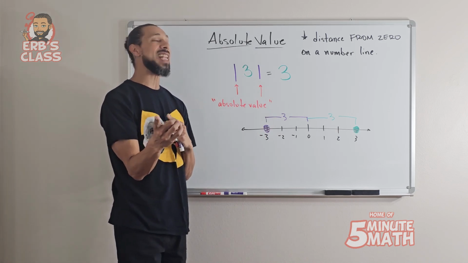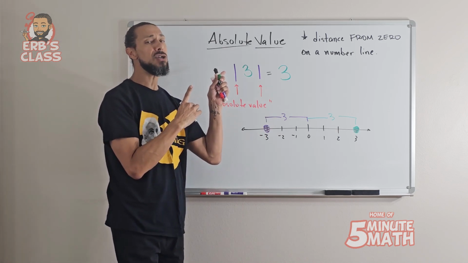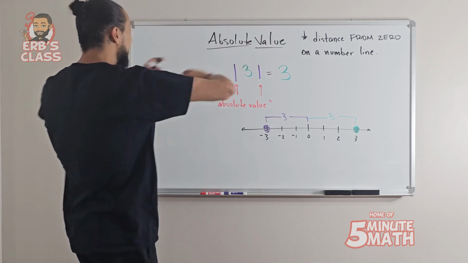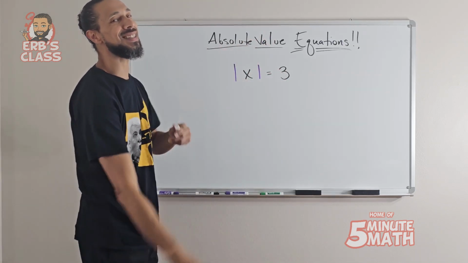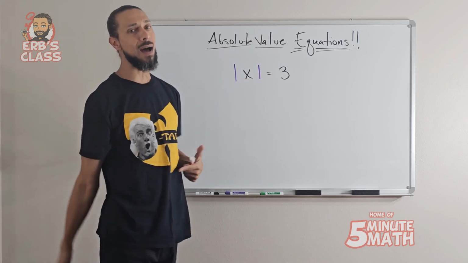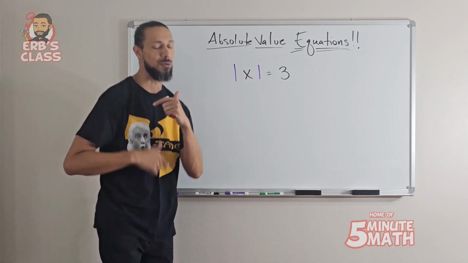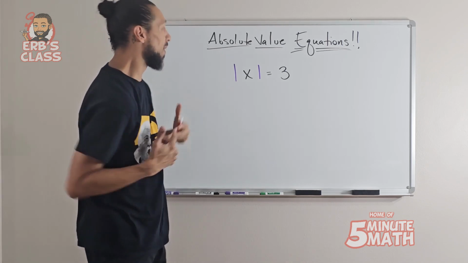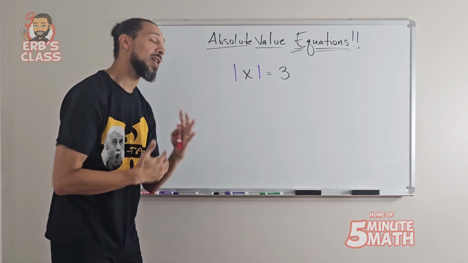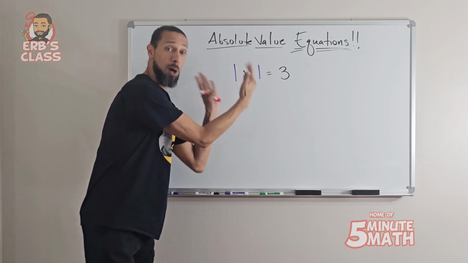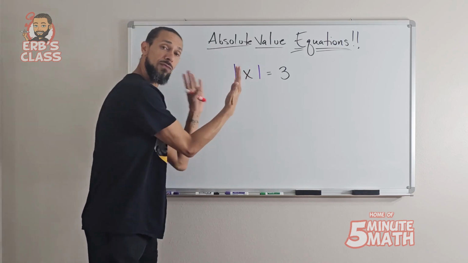And the reason I say that is because we're moving from absolute value to absolute value equations. We're in algebra now, right? So we incorporate a couple of letters. We like to call them variables. Now, here's an equation, and this equation has our absolute value bars. So this is an absolute value equation.